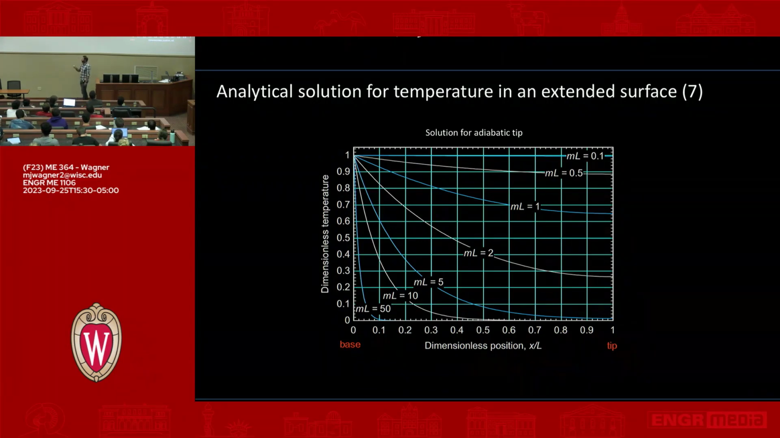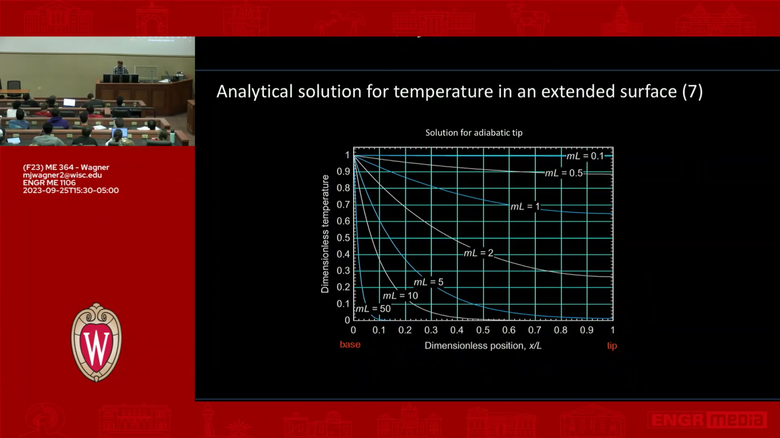So this is saying, for whatever the fin is, adiabatic tip, constant cross-sectional area, you compute this ML parameter, which is just geometry and heat transfer coefficients. You're going to get this kind of characteristic. You don't even need to go through the process of solving it. If you just know ML, you're going to know what to expect.